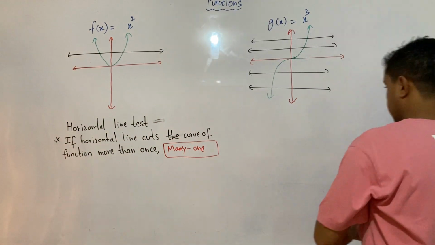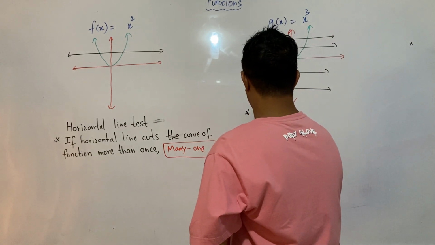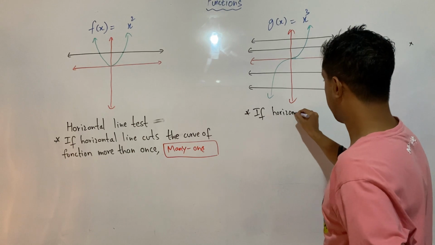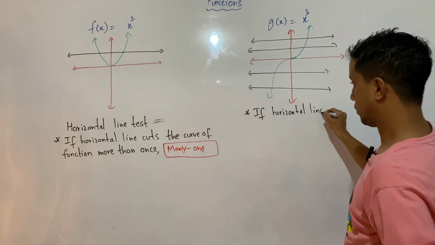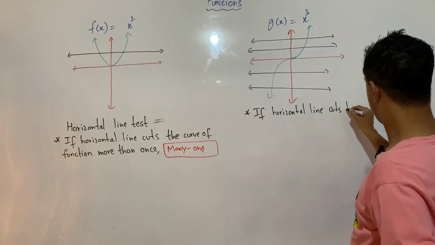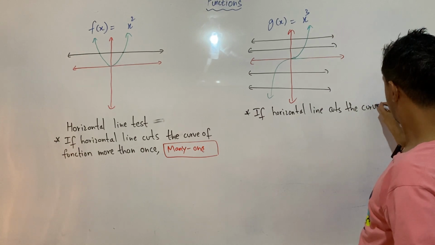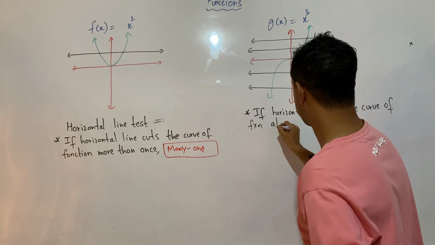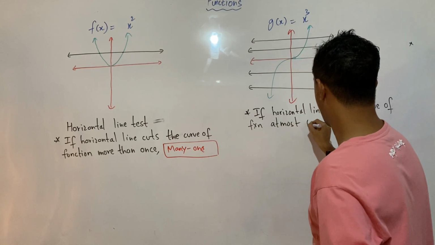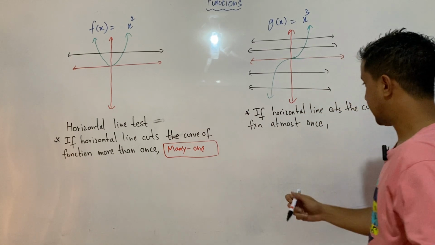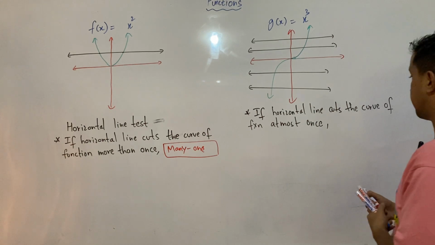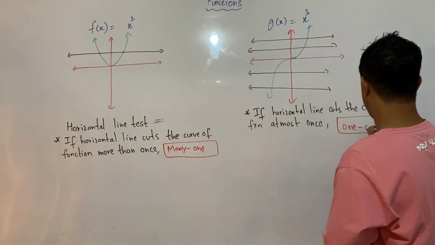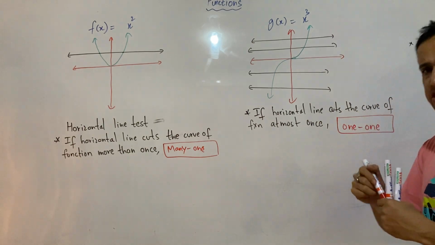And here, if a horizontal line cuts the curve of a function at most once, then what does it mean? It means the function is here 1 1. Okay, 1 1. This is very simple.